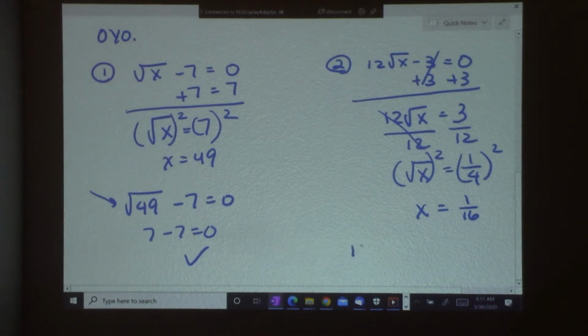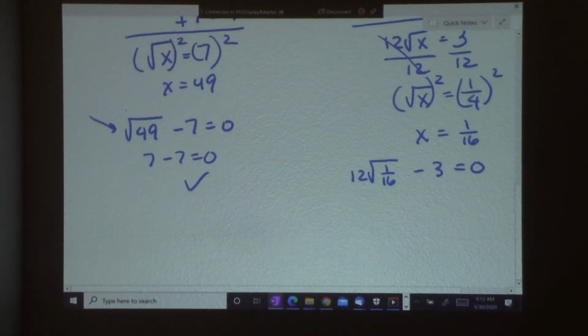So I'm going to put, in here, 1 over 16. Do you see that? Minus 3 equals 0. Okay, now I take care of the square root first. The square root of 1/16 is 1/4. And 12 times 1/4 is 3. And it works out again.